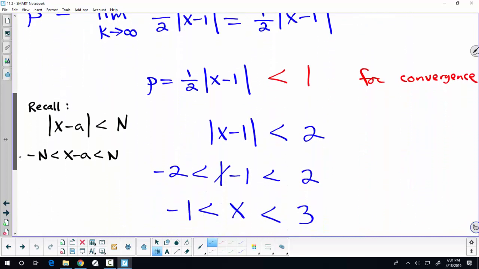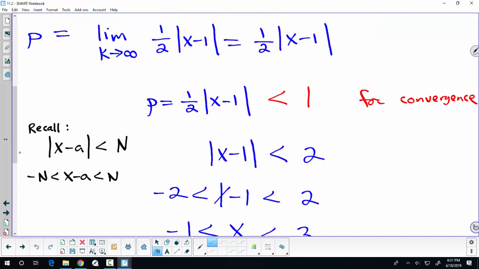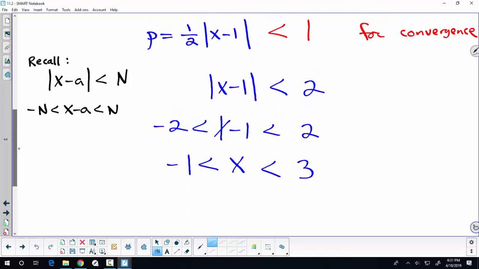We applied the root test, and we said, well, here's the root. It has to be less than 1 for convergence. So we're just solving that inequality for x and getting the fact that x has to be between negative 1 and 3. Anyone have any questions about that? All right.